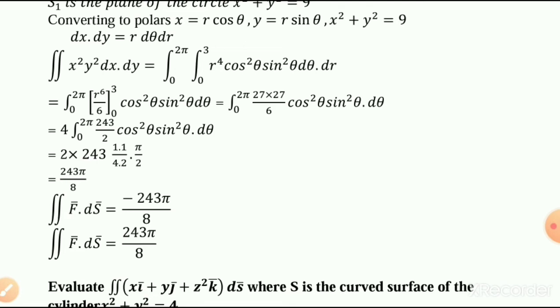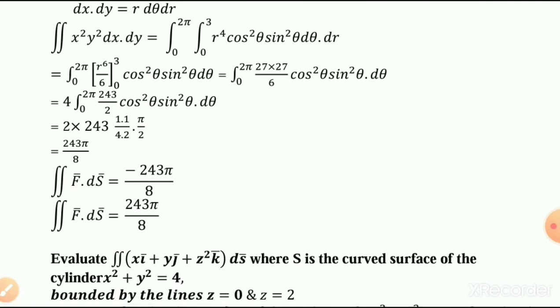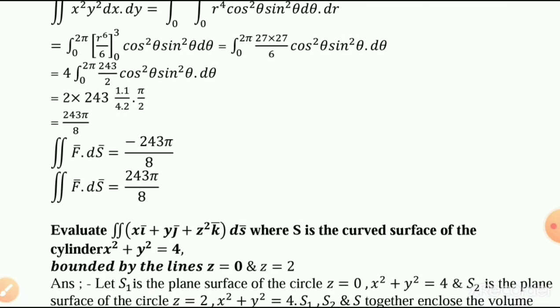So therefore 4 is out. It becomes 4 times the integration from 0 to 2π of 243 upon 2 cos² θ sin² θ dθ. So therefore now 243 upon 2 is outside.